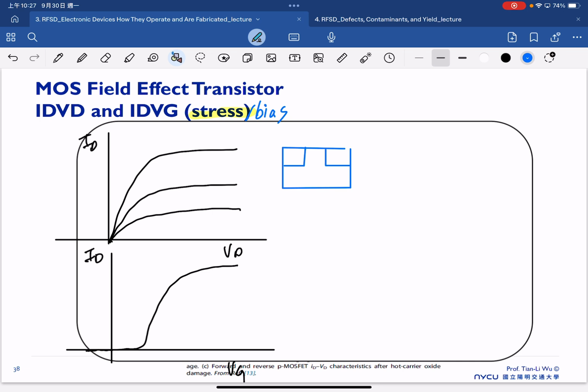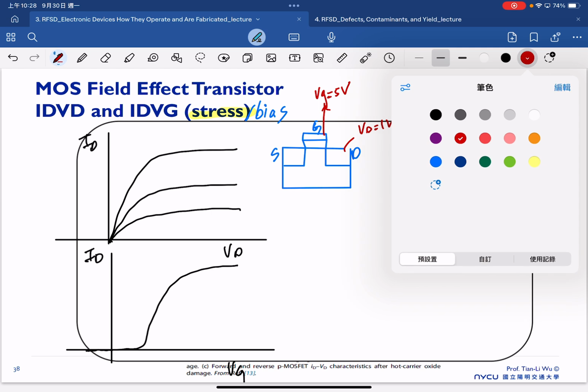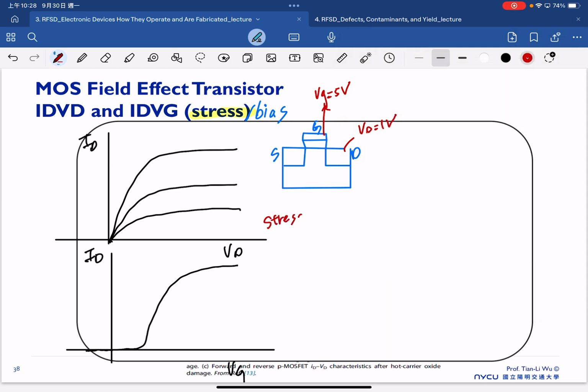This is a typical MOSFET. This is gate, source, and drain. If right now we consider to bias VG 5 volt and we bias VD 1 volt for a certain time. For example, we consider we stress at VG equal to 5 volt for 1000 seconds here.